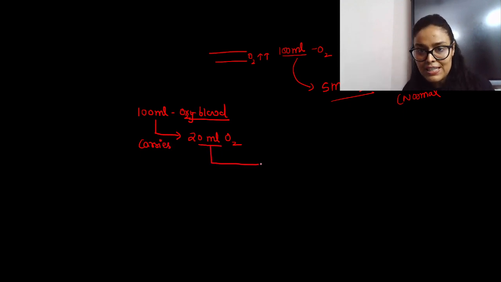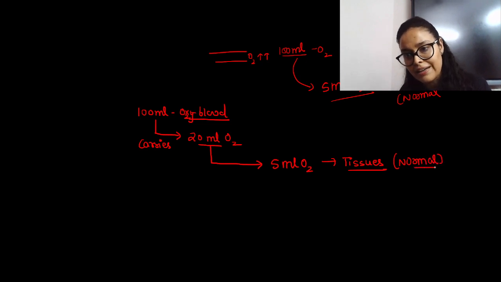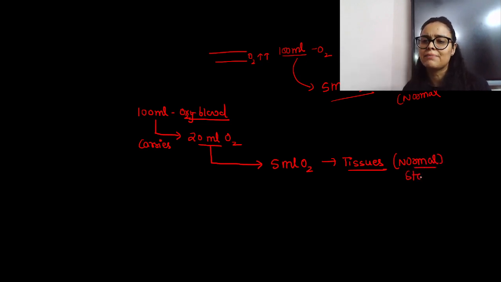And out of this 20 ml oxygen, 5 ml oxygen will be given to the tissues, because oxygenated blood will be giving oxygen to the tissues, especially when the tissue is not in a working condition, meaning in the normal state. Normal state means resting state, when we are not doing anything, right? Not exercise, nothing. So you will be like, okay, the rest 15 ml, where will it go?